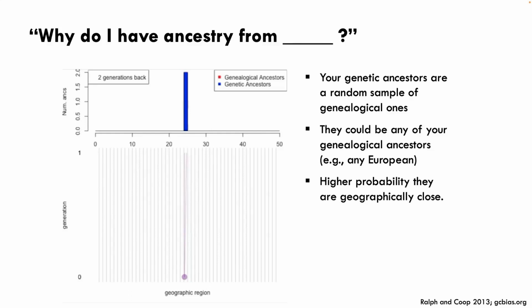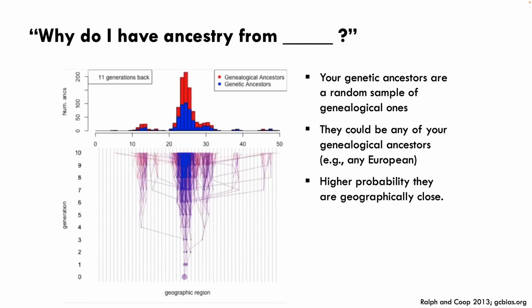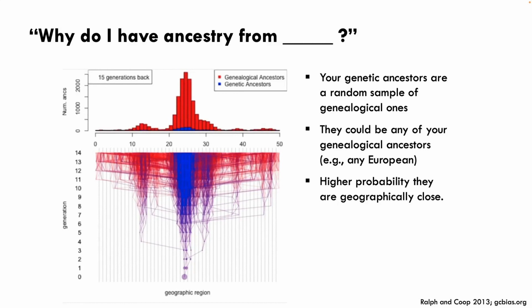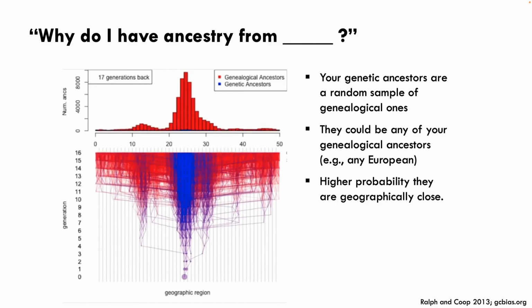Here's a simulation done by the Coop Lab at UC Davis. On the horizontal axis, you see geographic space. Imagine this to be latitude in Europe, for example. And if I run the simulation from generation 1 to generation 20, you'll see that the genetic ancestors in blue are a random subset of the genealogical ones in red, but you can see how they're clustered in the center because there's a much higher probability, it's not definitive, but a higher probability that they'll sample from where most of the genealogical ones are, which is in the middle.